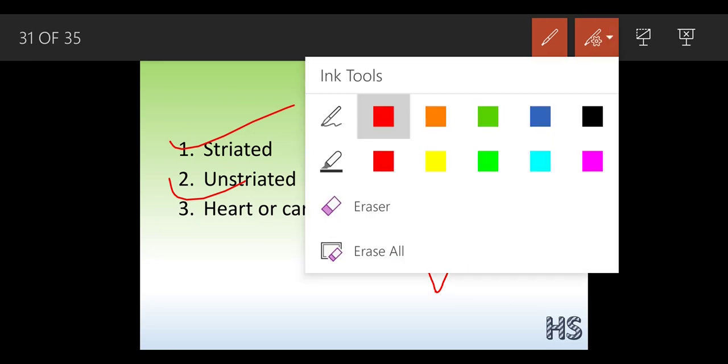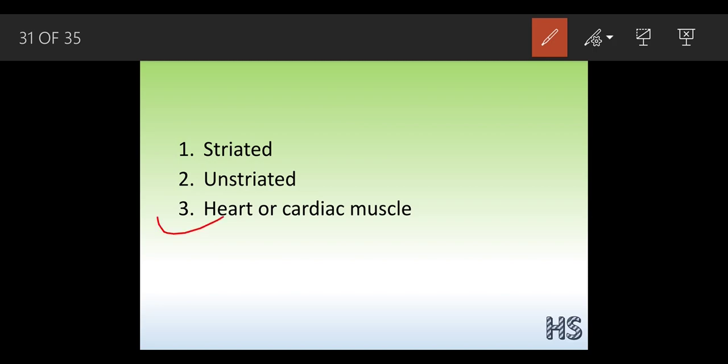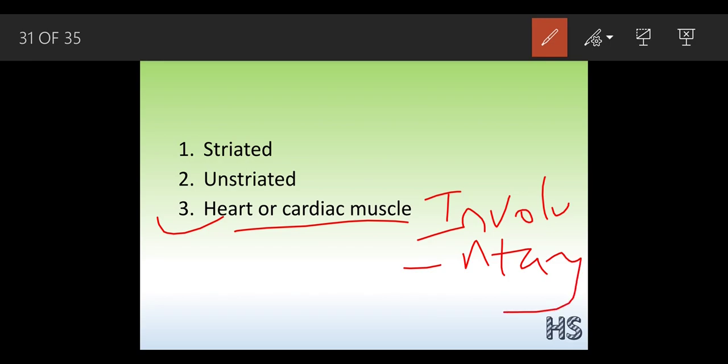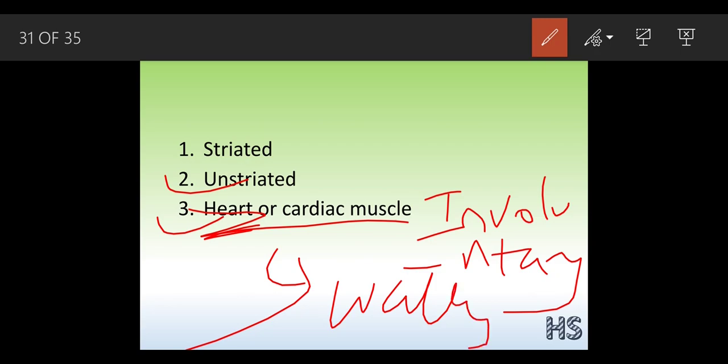The next muscles, in the heart, the cardiac muscles, even they are involuntary in nature. Even the unstriated muscle was involuntary in nature. But what is the difference between them and the cardiac muscles? As we have the word heart, they are present in the walls of the heart. Where are they present? In the walls of the heart.